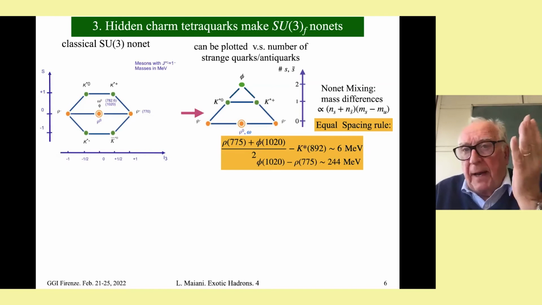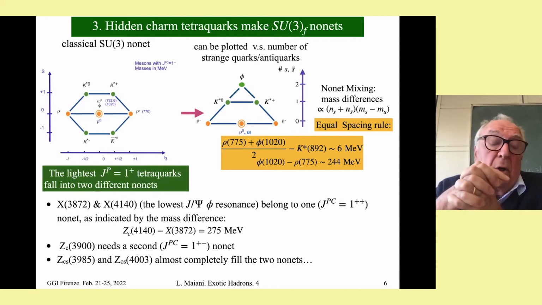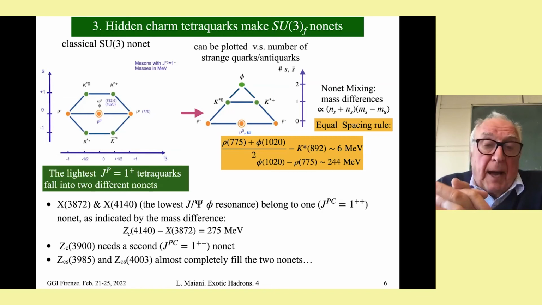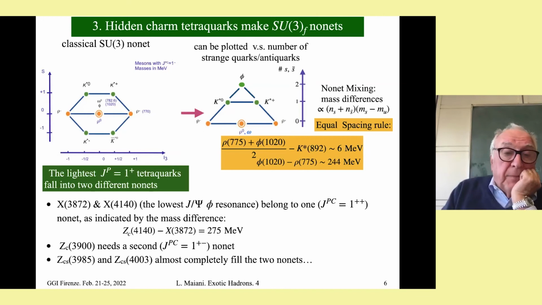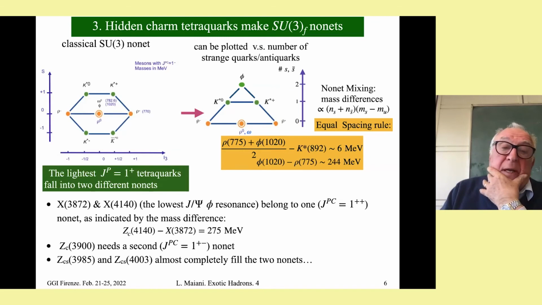Now, as I said, X3872 and X4140 are two resonances which have the same charge conjugation, and one is described by a tetraquark with U U bar, or C C bar, and the other one is C C bar, S S bar. So they are the two extremes of the same nonet, and therefore they must be equally spaced with a strange partner, which has to sit in between. Now, of course, you have found two ZCS, the one of BES 3 and the other one of LHCb, and these are not the same particle. So you have two solutions.